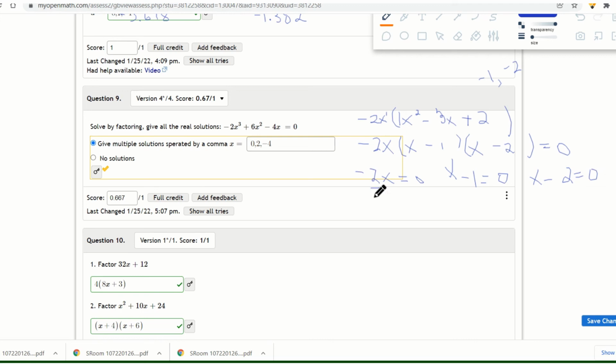So this one, if we divide by negative 2, it's going to give us 0 still. So our first solution is 0, and I see that you got that one. And this one, it's going to give us a positive 1. And then this one, it's going to give us a positive 2. Now it looks like you've got 2 of the solutions correct, but you didn't get this x equals 1, which is why it's only giving you partial credit there.